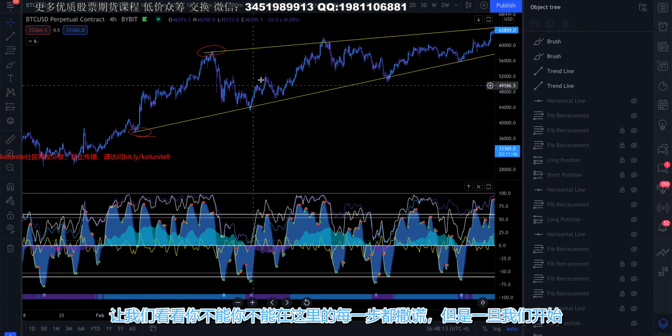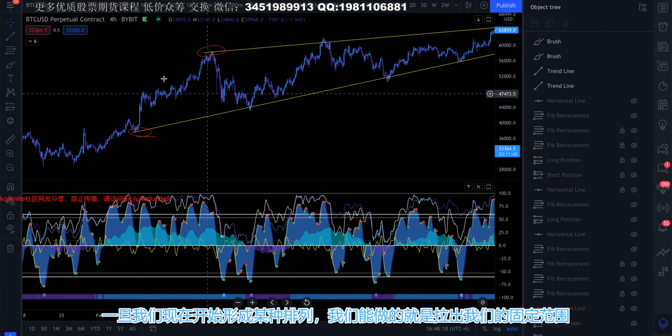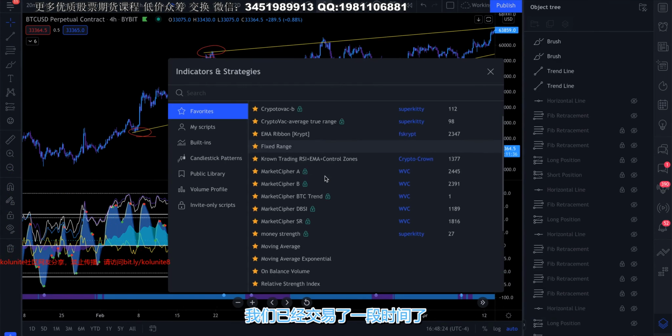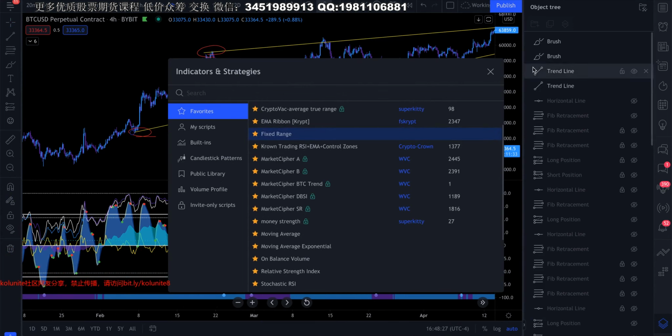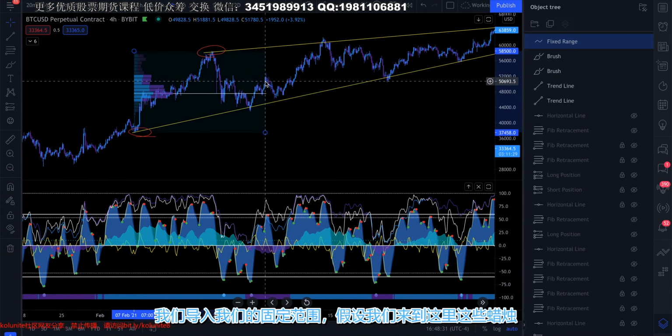And then let's see. You can't pull the fib with every move here, but once we start forming some kind of a range, now what we can do is we can pull out our fixed range. Okay? We've been trading for a while, right? We can pull out our fixed range. And let's say we come up to these candles here.